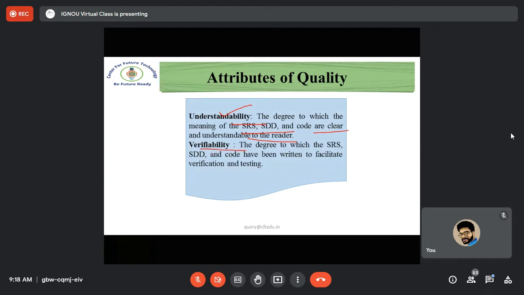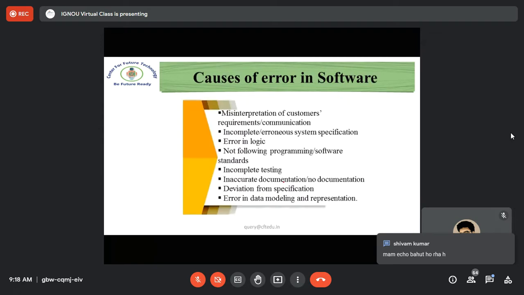Again, verifiability is always measured in the context of the degree to which the SRS, software design document and code have been written to facilitate verification and different validation criteria, or behavioral aspects of the software that can be ensured. If the software reflects all those parameters, then that is called verifiability.